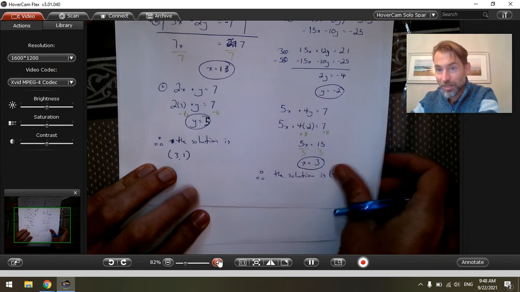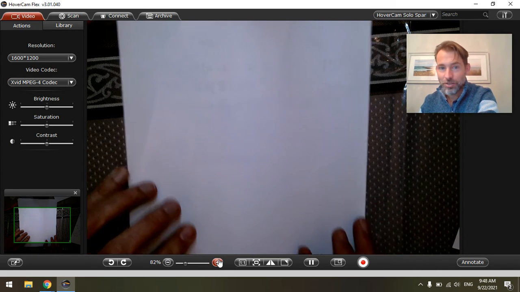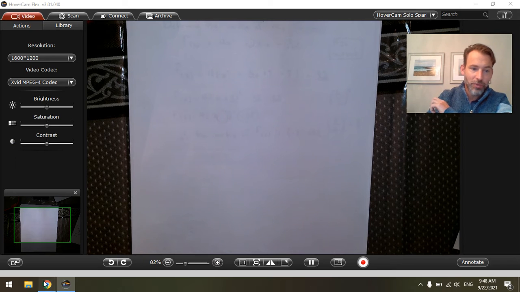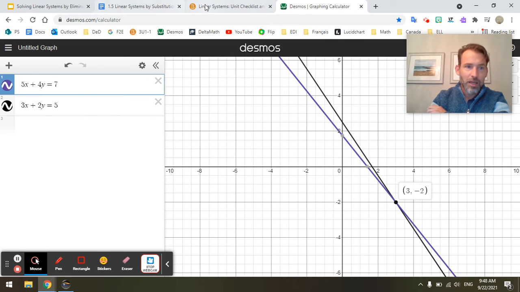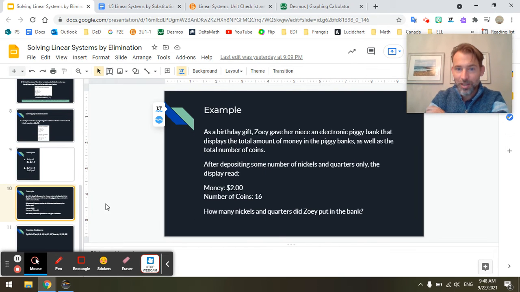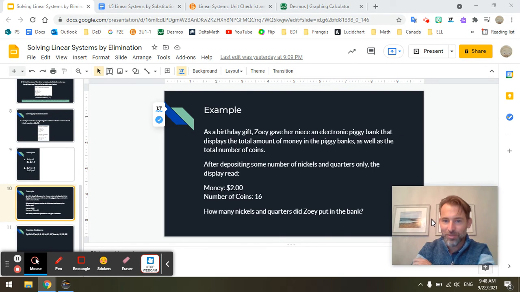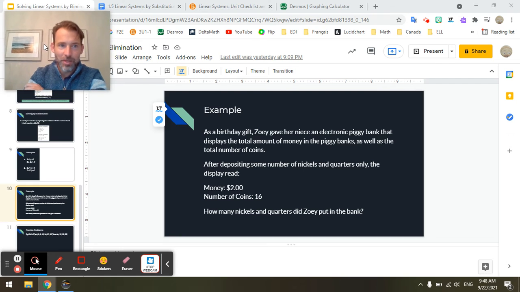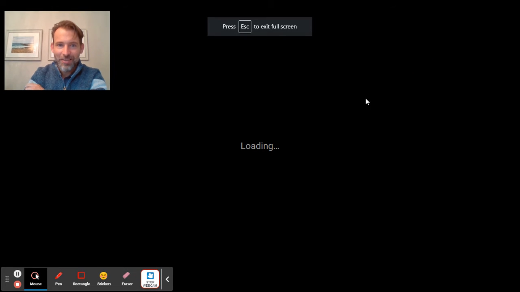Now, this is the elimination method. You can also use it for applications. So let's take a look at the application that we have in here inside of PowerPoint. And this will help you organize your thinking for the examples, the application examples that are in your textbook practice for this afternoon. So let's put me up there, present.